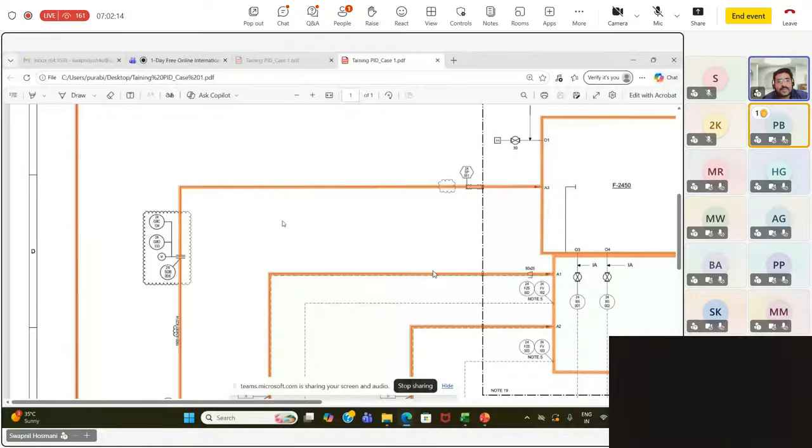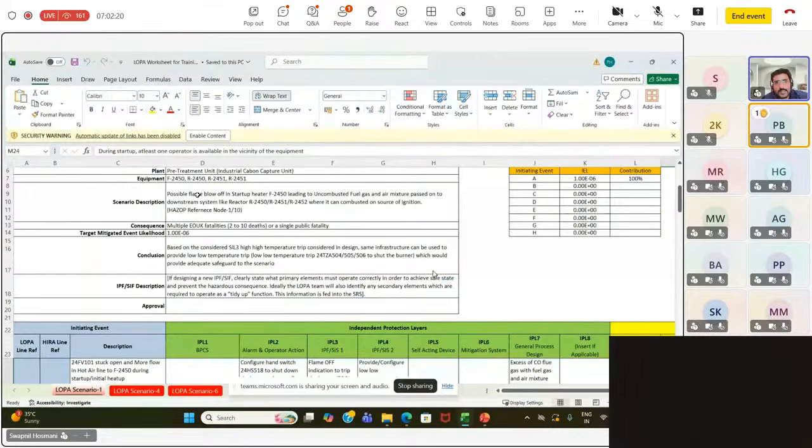Okay, so that is how we have arrived at this scenario where we say possible flame blow-off of the startup heater leading to uncombusted fuel gas. Now, once that flame blows off, obviously there is either propane or fuel gas, plus there is air. So now that is a very highly combustible mixture. Okay, and then this mixture, because of this hot air, is propagated to the downstream system, which is the set of three reactors in this case. Okay, so that is how we are contemplating this scenario.